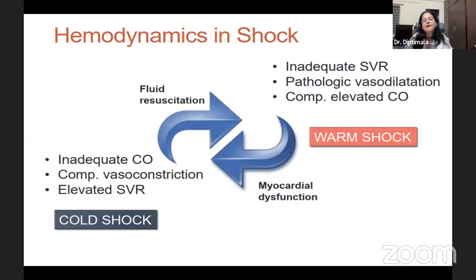But when this cardiac output becomes inadequate and there is vasoconstriction and systemic vascular resistance is increased, you will see that the patient has cold extremities. So this is cold shock. This is a stage further down from the warm shock to the cold shock. So a patient in shock with cold extremities is very, very critical.